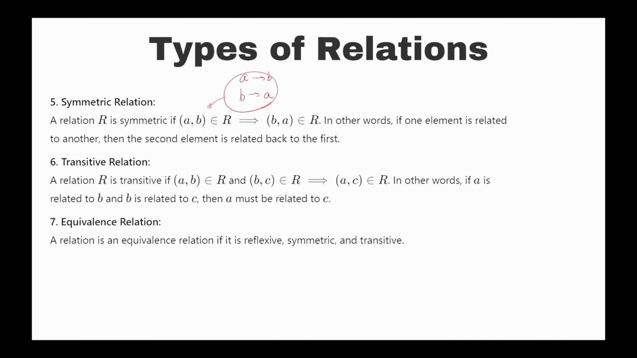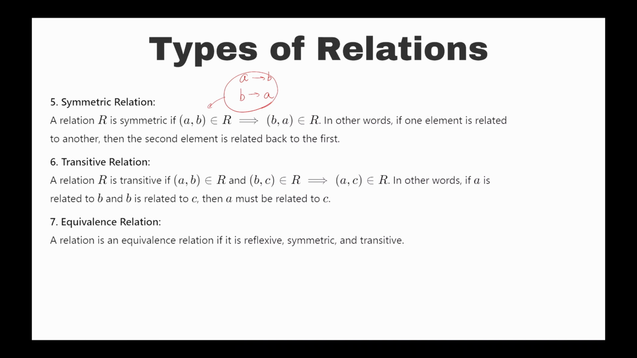Now what is an equivalence relation? Equivalence relation is nothing but, if I have a relation which is all three, reflexive, symmetric and transitive, then we call it an equivalence relation. If any one of them is not satisfied, let's say it is symmetric and transitive but not reflexive, then we are not going to call it an equivalence relation. Now antisymmetric relation. What is antisymmetric relation?